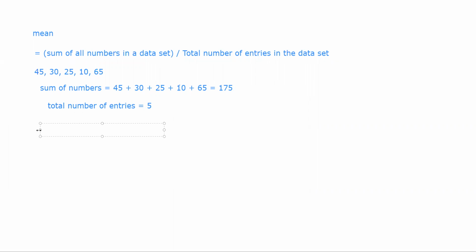So the sum of all numbers is 175, and the total number of entries is 5. So the mean would be 175 divided by 5, and that is equal to 35. So the mean for this data set would be equal to 35. This is how we can calculate and find the mean of any data.